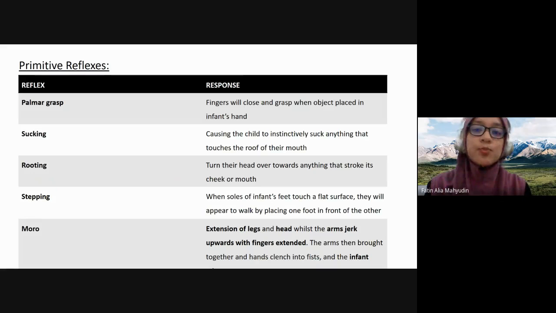The last one is the motor reflex. This one we already discussed, I think. We can assess the motor reflex when we support the baby's head with one hand, then we let go and catch the head with the other hand. The motor reflex is also called the startle reflex. The baby will have extension of legs and head whilst the arms jerk upwards with fingers extended. Then the arms are brought together, hands clenched into fists, and the infant will cry.